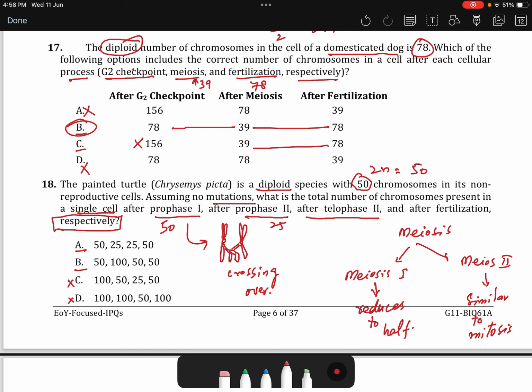So I will see where it comes after 50, it comes 25, so it comes in the first option. Khalas, I'm not reading the next one. B is wrong and A is the answer. But anyhow, after telophase 2 it will still stay the same as it was here, and after fertilization 25 plus 25 is 50 again. Okay, so this is how you figure it out.